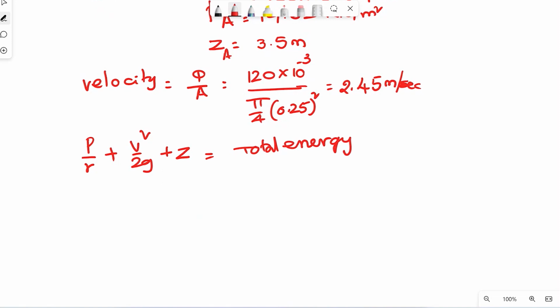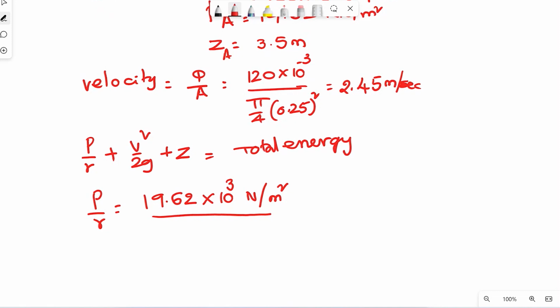So total. Now P by gamma, P we have to put in Newton per meter square. Gamma is the specific weight of the oil. So let us take P by gamma first. P is equal to, he has given it as 19.62 kilonewton per meter square. If I convert into Newton per meter square, it is into 10 to the power of 3 Newtons per meter square. That is P in the numerator.